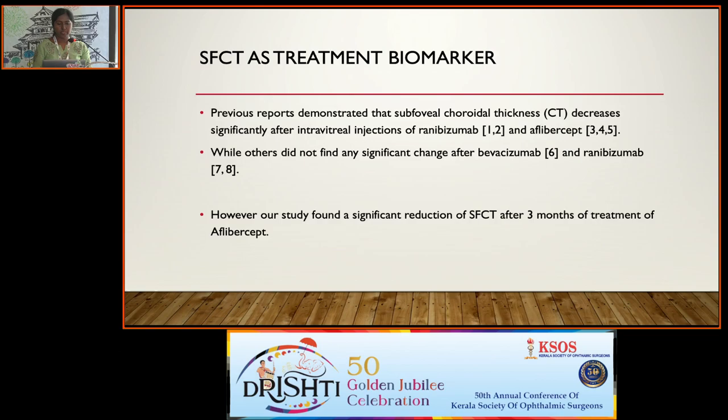When subfoveal choroidal thickness is considered as a treatment biomarker, previous reports demonstrated that subfoveal choroidal thickness decreases significantly after intravitreal injections of ranibizumab and aflibercept, while other studies did not find any significant change after bevacizumab and ranibizumab. However, our study found a significant reduction of subfoveal choroidal thickness after 3 months of treatment with aflibercept.